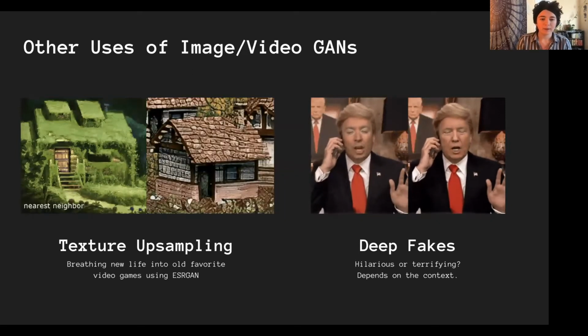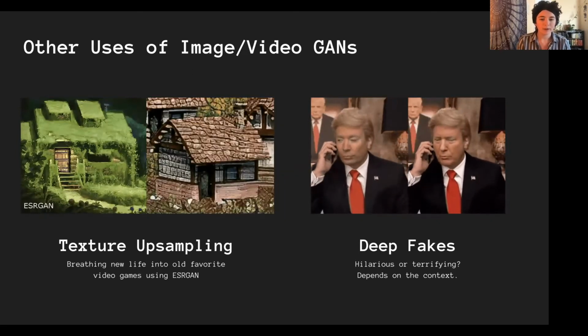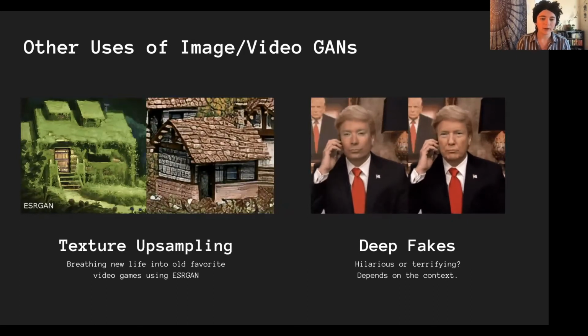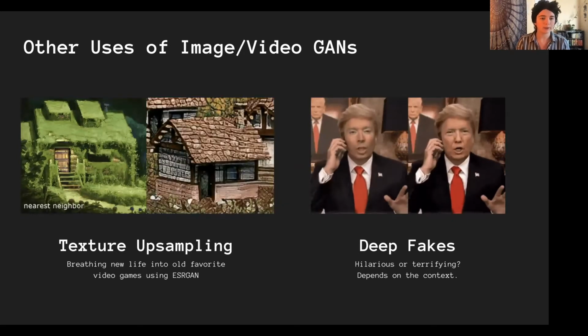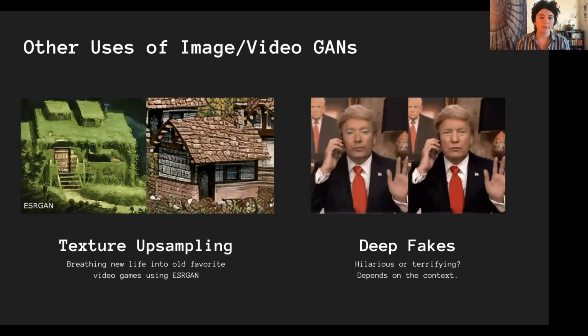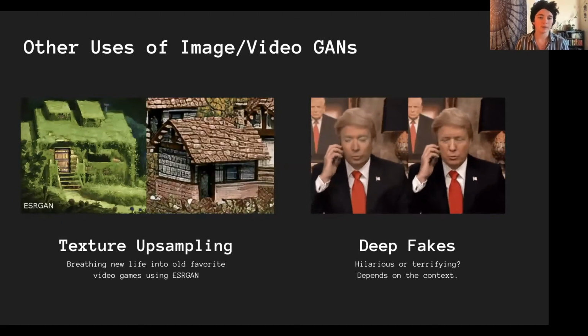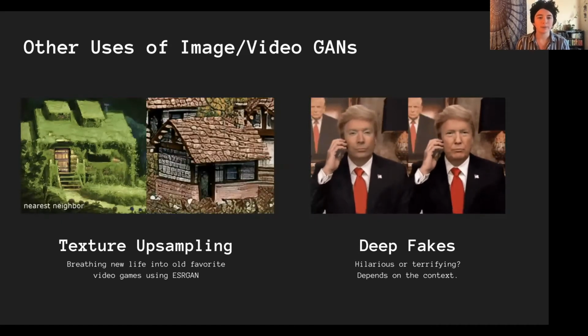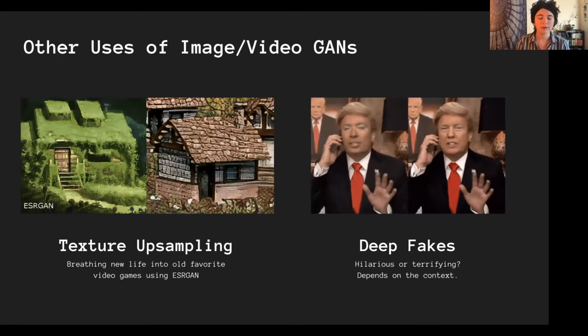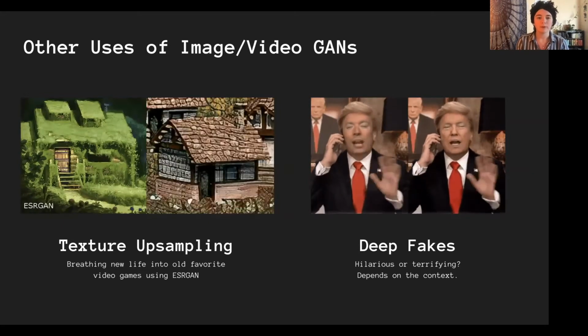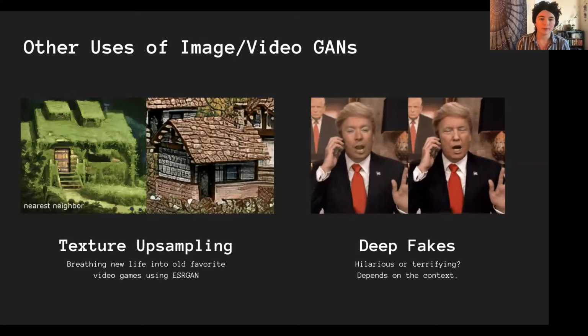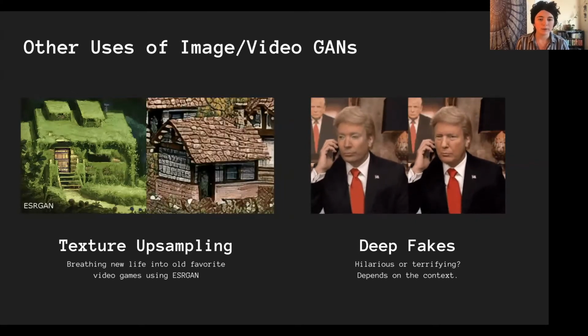Texture upsampling is another cool application of image GANs. ESRGAN is one in particular I came across that basically allows you to take pixel art and turn it into these more realistic looking images. So this allows people to breathe new life into old favorite video games and reskin them for the 21st century.